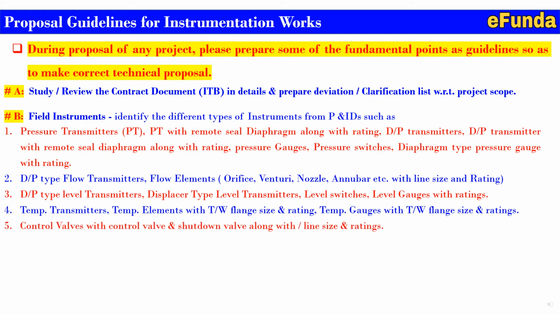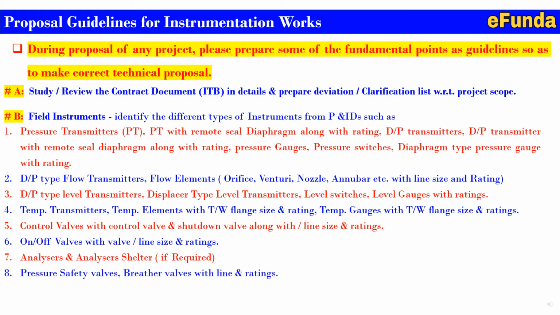Fifth, the control valve, that is the final control element, with control valve and shutdown valve along with their line size and rating. Sixth, on-off valves with line size and rating. Seventh, analyzers and analyzer shelters, if any are required in the plant. Eighth, pressure safety valves, breather valves with line size and rating. Ninth, purge instrument if required, and any other inline instruments.